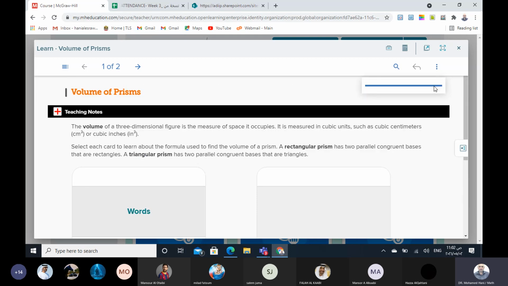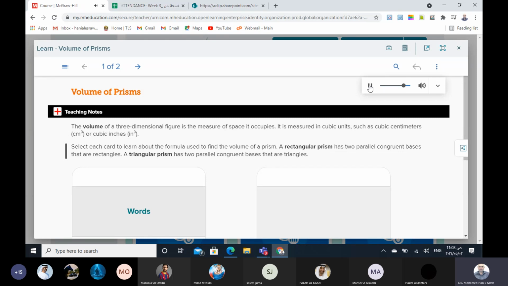Listen, please. Volume of prisms. Teaching notes. The volume of a three-dimensional figure is the measure of space it occupies. It is measured in cubic units, such as cubic centimeters (centimeter cubed) or cubic inches (inch cubed). Select each card to learn about the formula used to find the volume of a prism.